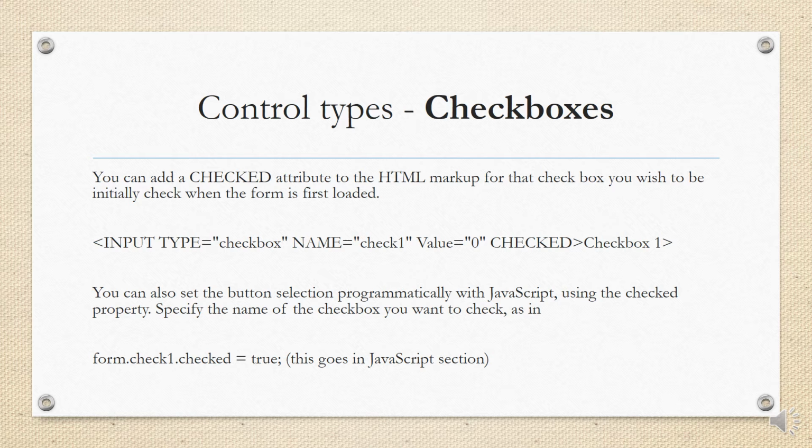We can have a checked attribute, so we can start, for example, when the form is first loaded, like when we enter a form and it says check all that applies, and we have one checked already, and that's what the checked option helps us with. So we can also set a button with JavaScript. That helps a lot when we have the checkbox.